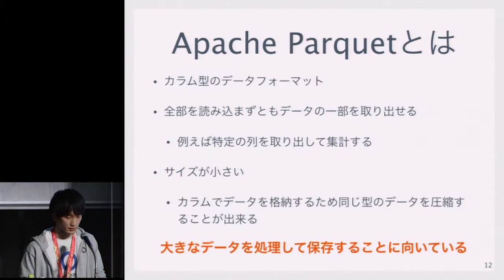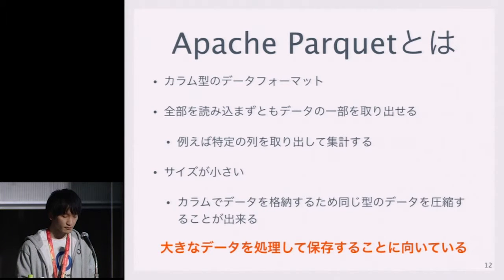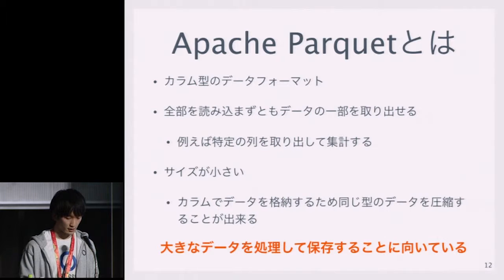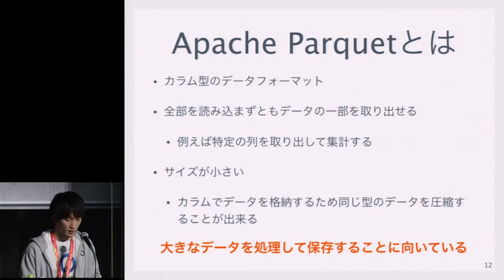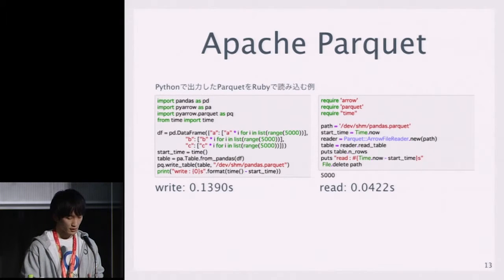Apache Parquet is a column-shaped data format, and different from JSON or other formats, it can take the data partially. For example, in the previous example, it can pick up a specific column. This is easy with Apache Parquet, and the other characteristic is that the size is small. Parquet will store the data in each column, so the data has a similar shape, and it can compress the data. And with these two features, Parquet is able to process and store big data.